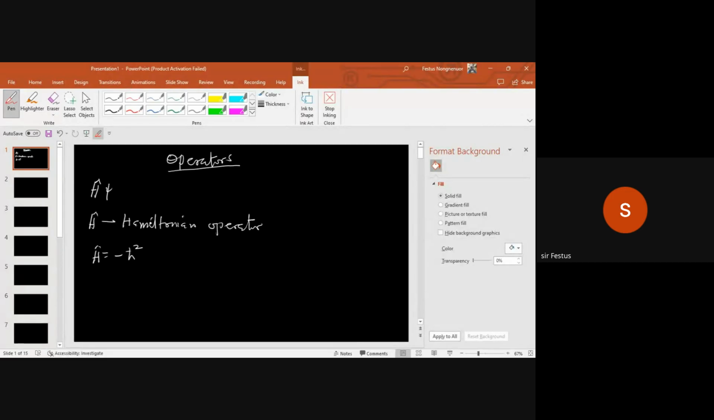Then you have d squared. Then you have the wave function, or if you don't want to bring the wave function, since I'm not writing the wave function, this one will be over 2m. So d square over dx square.